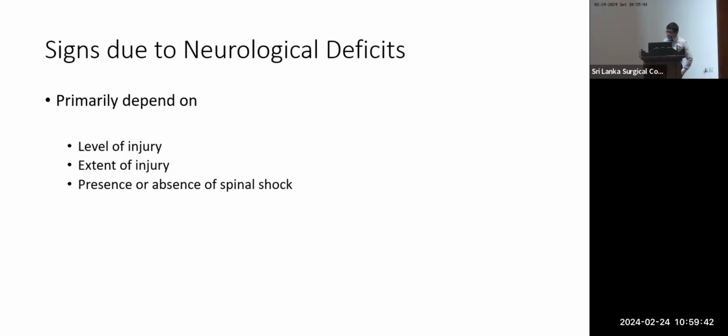So these signs, the neurological deficits, primarily depend on the level of injury. We know our spine starts at the craniovertebral junction at the skull base, and the vertebral column goes up to the coccyx. And in an adult, the spinal cord extends up to the lower border of L1, or the first lumbar vertebra. Below that, you get the nerve roots of the cauda equina. So we know our spine can be injured from C1 right up to the coccyx.